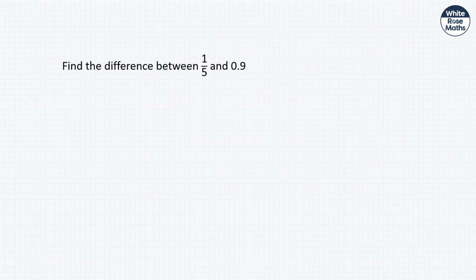Find the difference between 1/5 and 0.9. Well, 0.9 as a fraction will be 9/10. So the difference will be 9/10, or 0.9, take away 1/5.